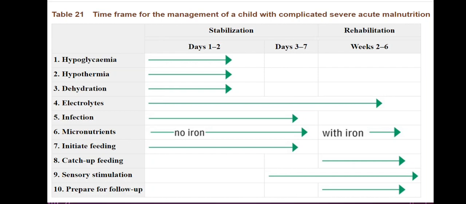So, on day 1 to 2, the first three things you need to ensure you monitor are: you start with hypoglycemia, hypothermia, dehydration. These are the first three, followed by electrolytes and management of infection if present. Then for micronutrient replacement, you need to ensure when you're replacing your micronutrient, you do not give any iron from day 1 to day 7. You only start replacing with iron after week 2.